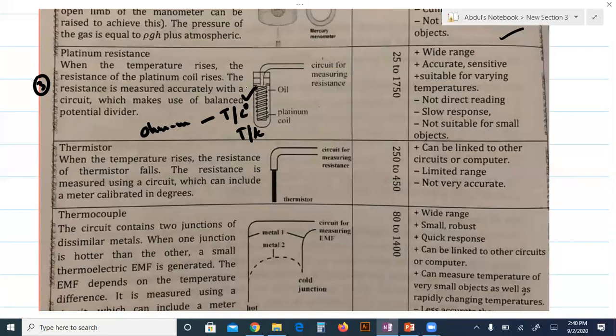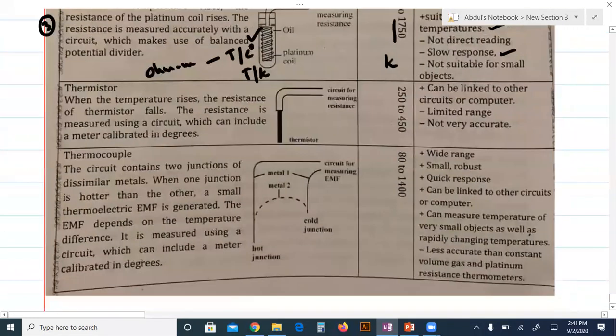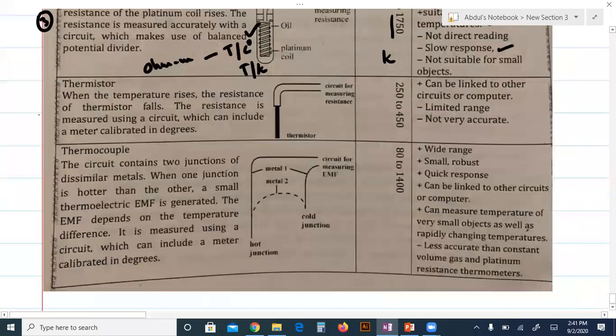but the resistance is calibrated, our ohm meter is calibrated into temperature in degrees Celsius, and its range is 25 to 1750 Kelvin, not centigrade. It has a wide range. Yes, it's also accurate. It's sensitive. It's suitable for varying, changing temperature. But the problem is no direct reading again, and it has slow response, not suitable for the temperature of a small object.